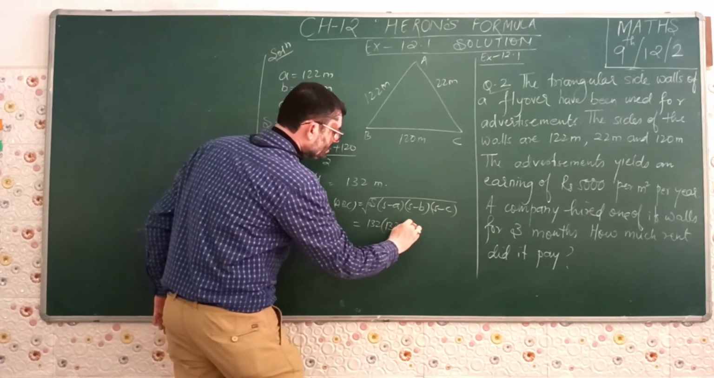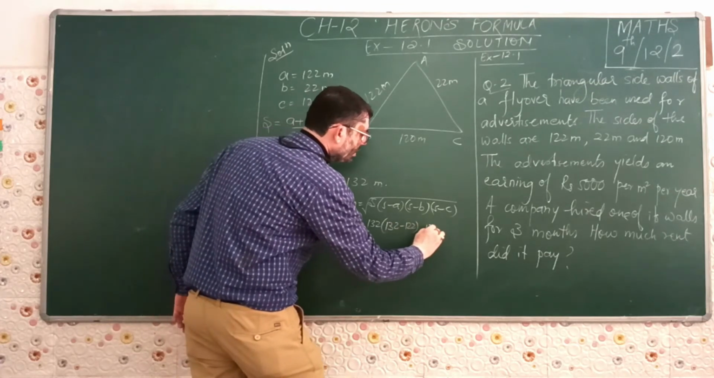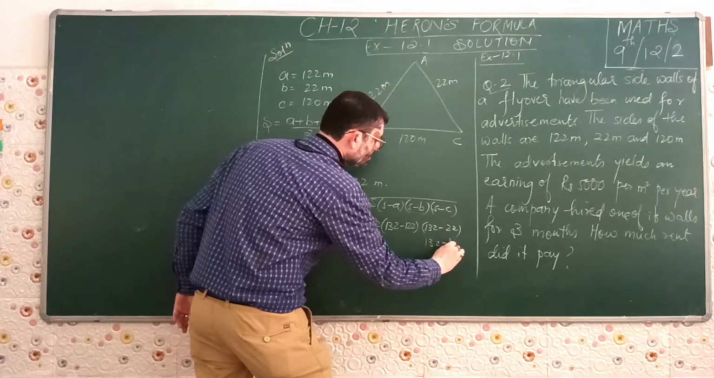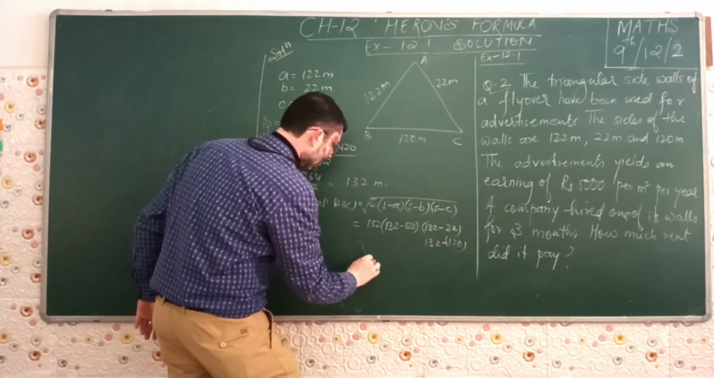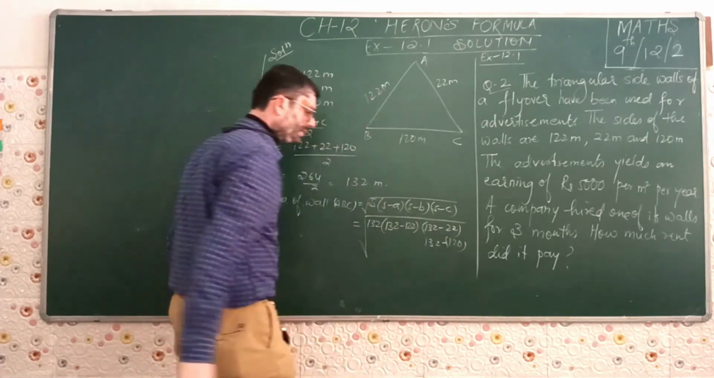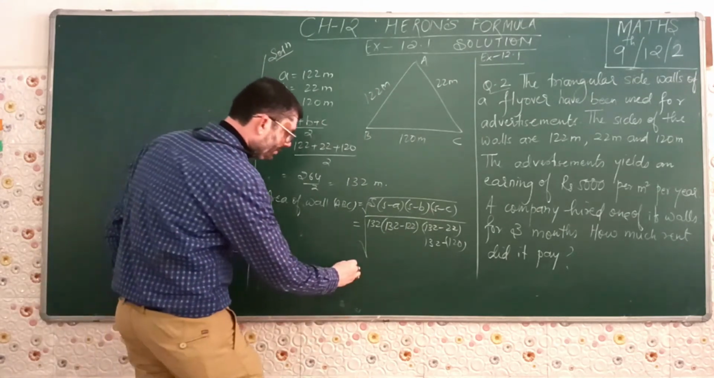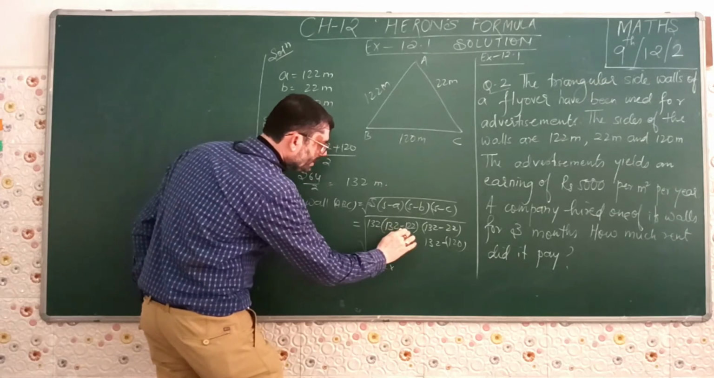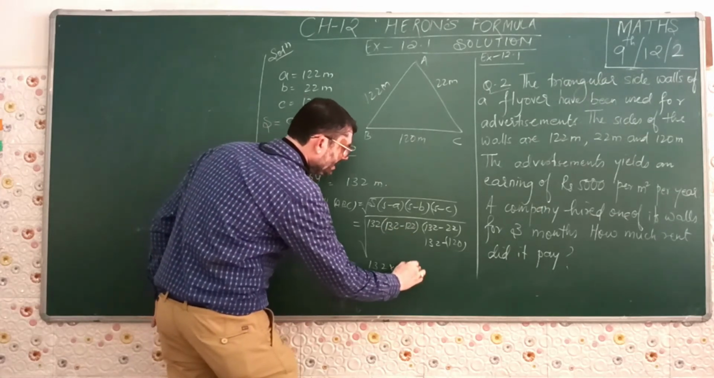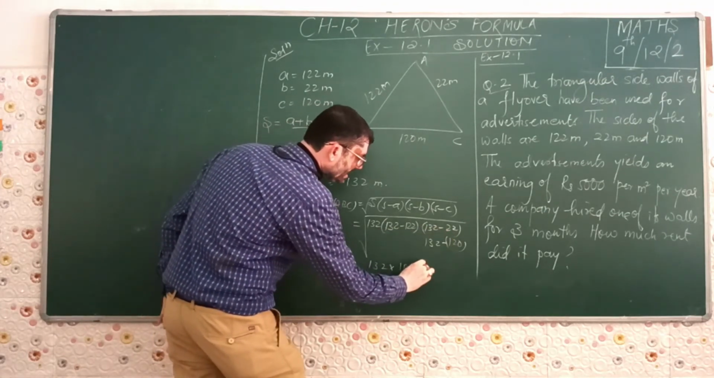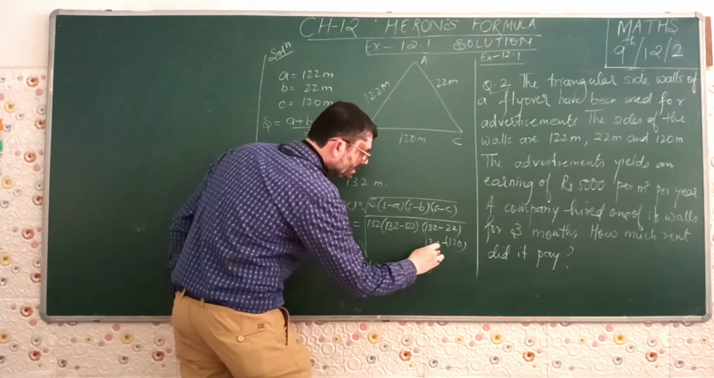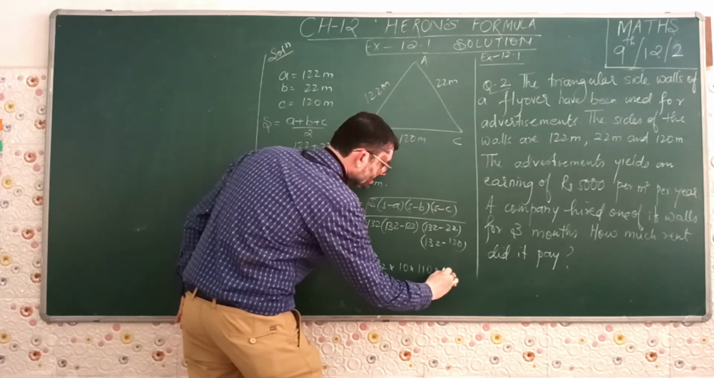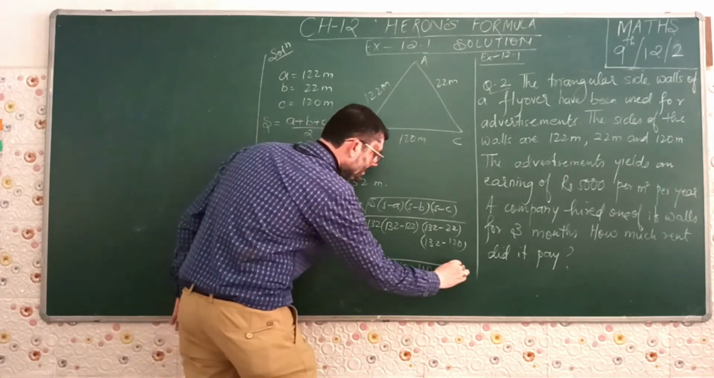So this is 132 into (132 minus 122), (132 minus 22) and (132 minus 120), completely under the root. Let us solve it and simplify. 132 as it is, into 132 minus 122 is 10, 132 minus 22 is 110, and 132 minus 120 is 12, and that too completely under root.